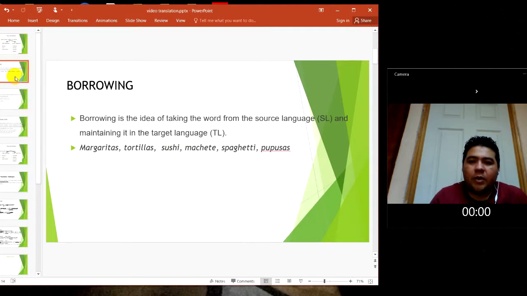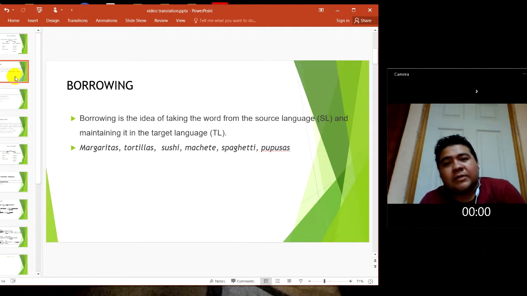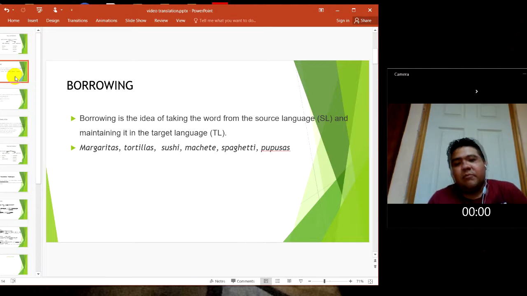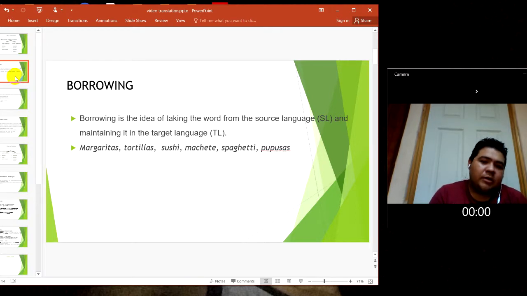We start with borrowing. Borrowing is the idea of taking a word from the source language and maintaining it in the target language. For example, we have margaritas, tortillas, sushi, machete, spaghetti, pupusas. I'm going to make an example. For example, I like to eat pupusas. Me gusta comer pupusas en español. As you can see, the translation did not change.